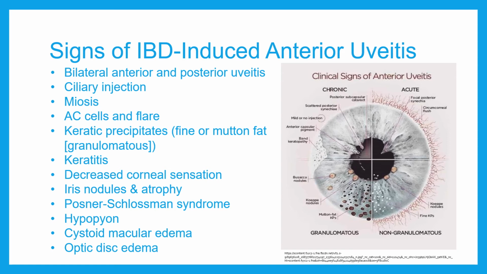Posner-Schlossman syndrome, or episodes of increased intraocular pressure plus anterior chamber inflammation, can also present with anterior uveitis by IBD. Hypopyon, or the presence of inflammatory cells in the form of white exudates at the bottom of the anterior chamber, can also be seen. If it invades the retina as well, cystoid macular edema and optic disc edema could develop, rarely.